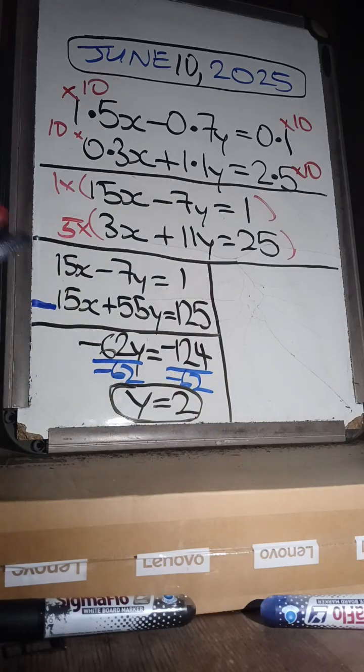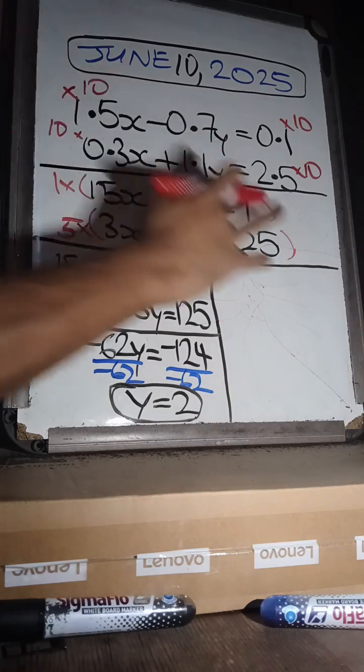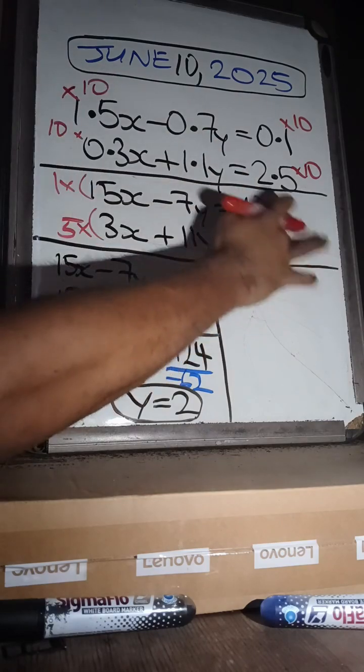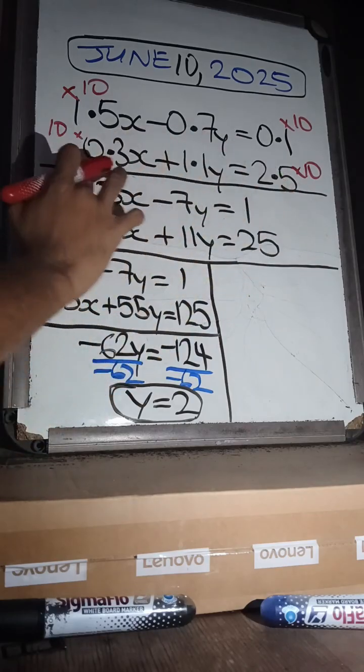So that takes care of this side, right? This is when you make the x's cancel each other out. All right, so now let's go to the y's.